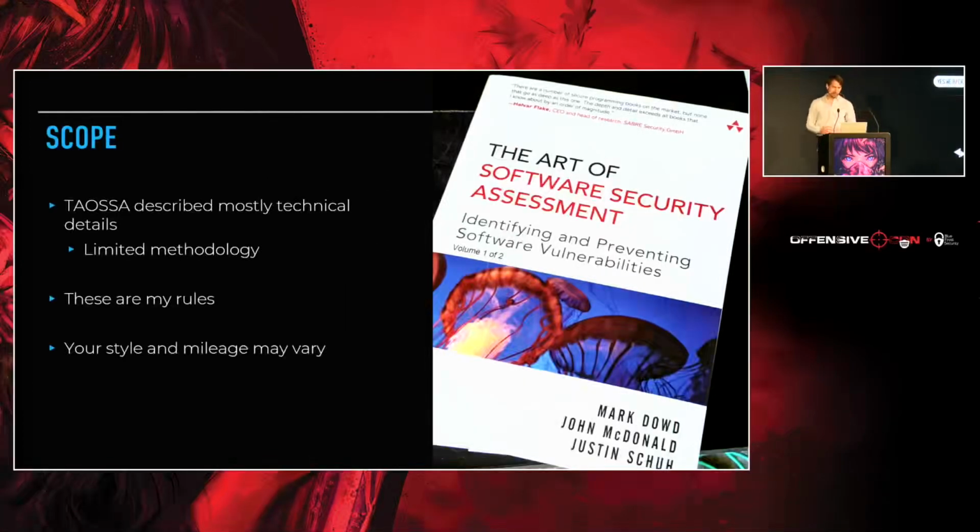When I wrote Art of Software Security Assessment, I was trying to share some of this knowledge. At the time, I was focused more on the technical aspects of it because there wasn't really a compendium of information tying together different bug classes and things like that. So that's mostly what that book was. And even though it did talk about methodology and things like that, it was kind of limited.